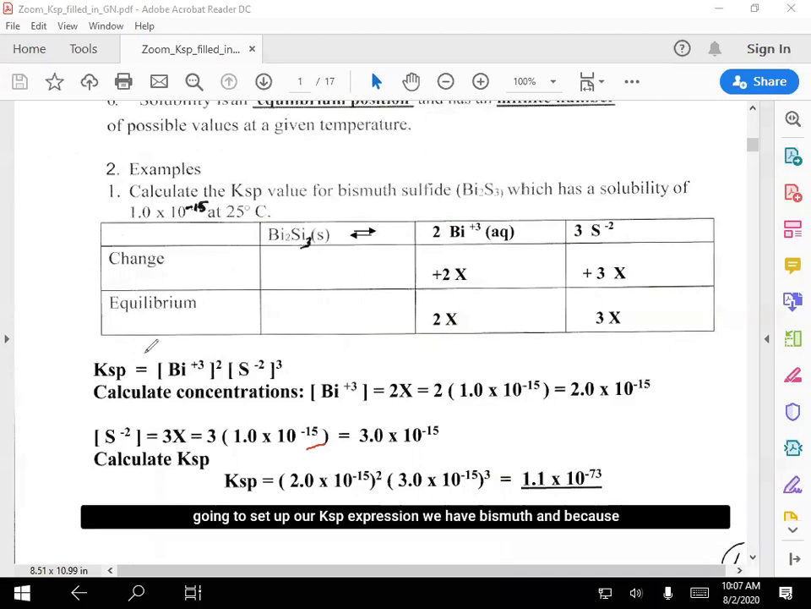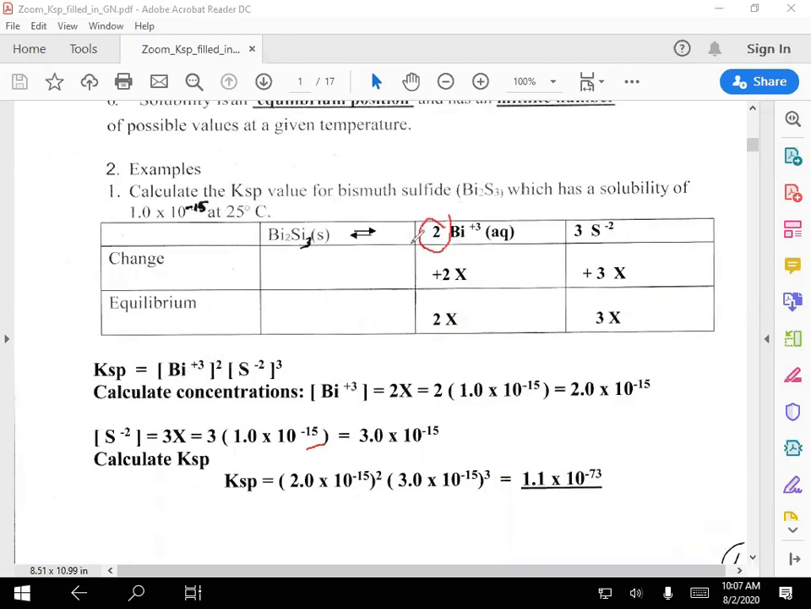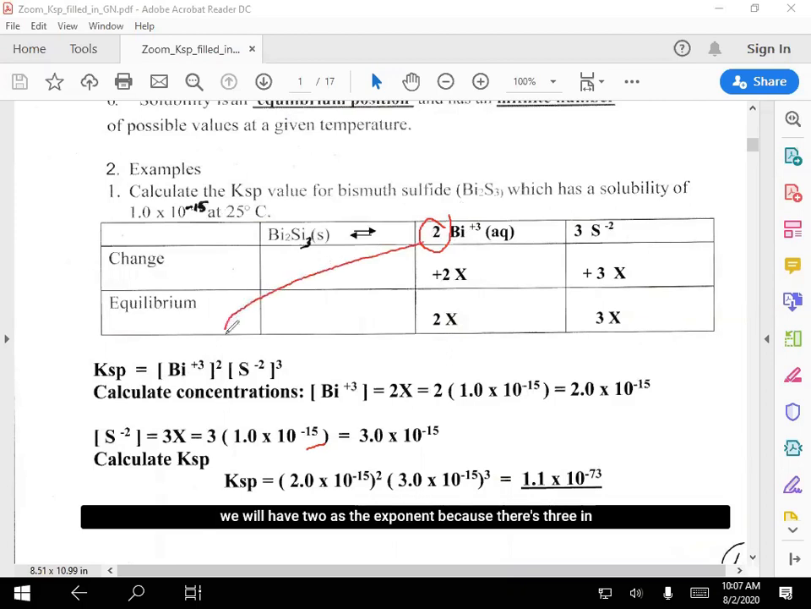So now we're going to set up our Ksp expression. We have bismuth, and because there's 2 in the equation, we will have 2 as the exponent. Because there's 3 in the balanced equation, we will have 3 as the exponent.